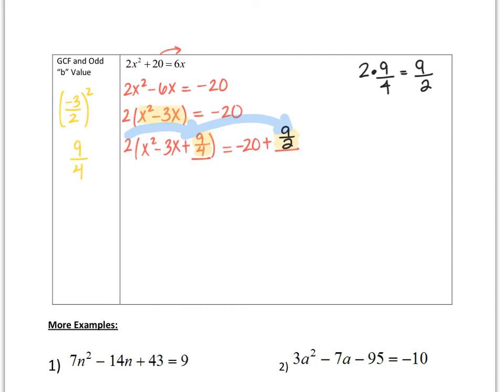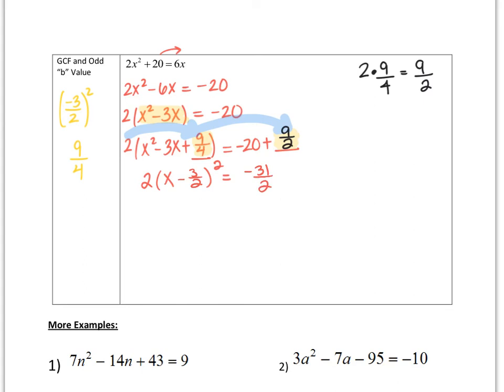And now we're going to factor like normal. So we have 2, and since it's a perfect square trinomial, we could write it as something squared. And remember, the number that goes in here is always the half value, which is right here. So minus 3/2, and then equals negative 20 plus 9/2. So go ahead, put that into the calculator, and then hit resume when you're ready for the answer. All right, you should get negative 31/2.